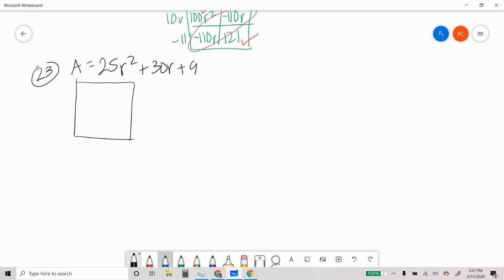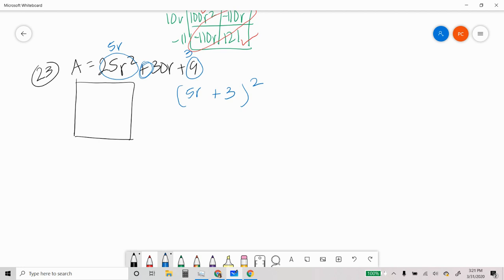But then is it a special case? Well, if it is, that would mean 25r squared and 9 are perfect squares. 25r squared is a perfect square because 5r times 5r equals 25r squared. And 9 is a perfect square because 3 times 3 equals 9. So if this is a perfect square trinomial, it will factor to a binomial square. Since the middle term is positive, my binomial is going to be separated by addition. So it would be 5r plus 3, squared.